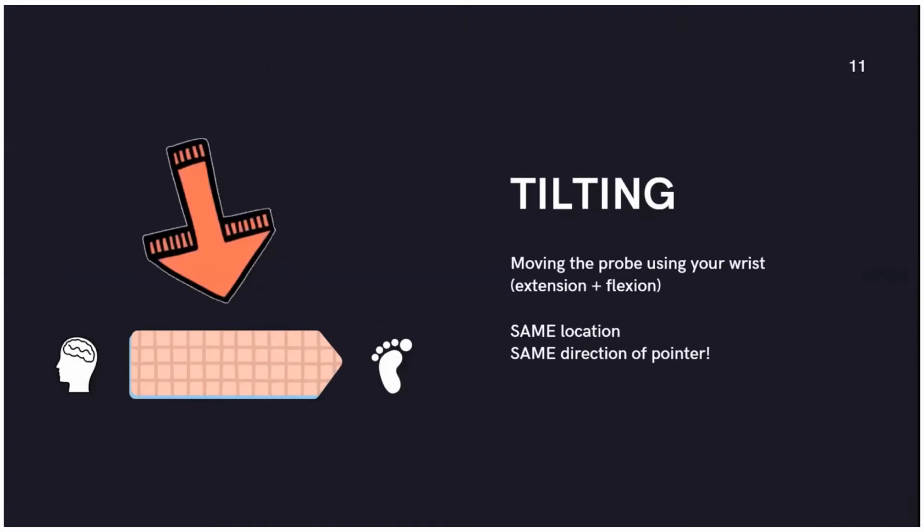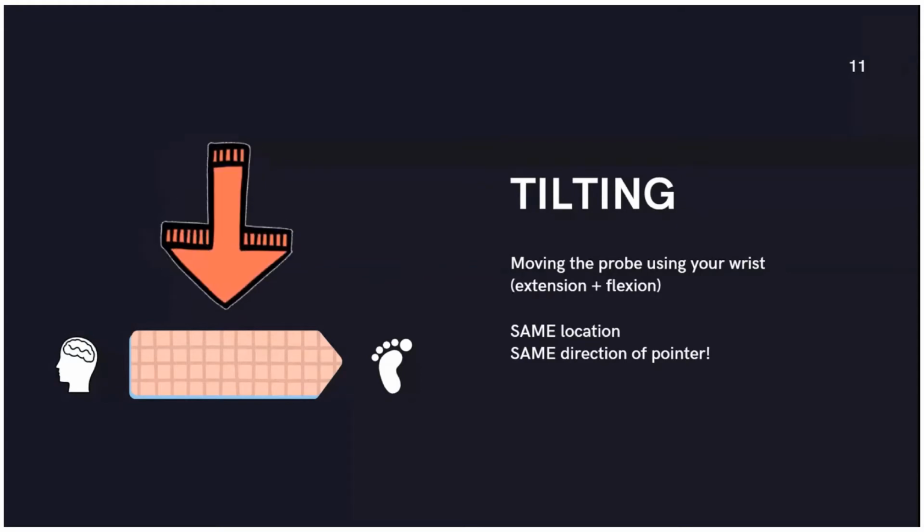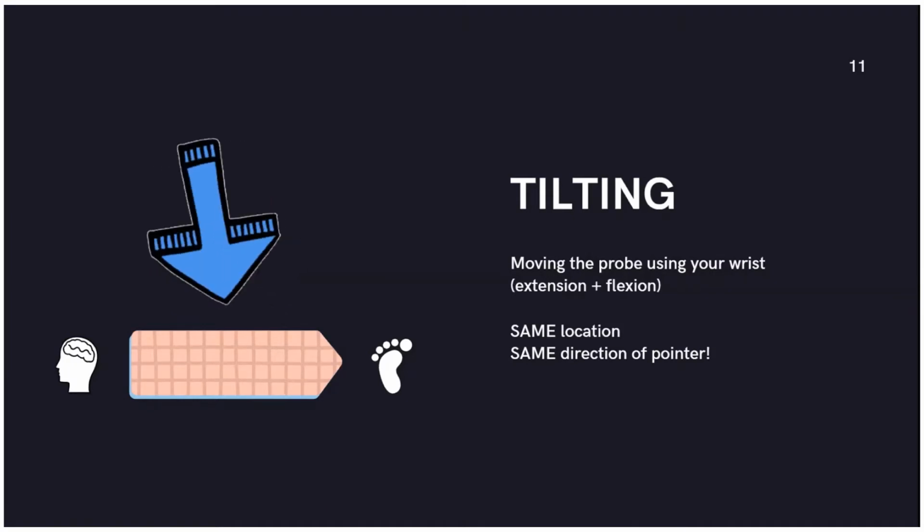Then you're going to try another movement of the probe called tilting. And here the movement is occurring at your wrist. So you're going to extend and flex your wrist so that you're tilting the probe on the patient's body. So the probe remains on the same location and the pointer direction is also the same.